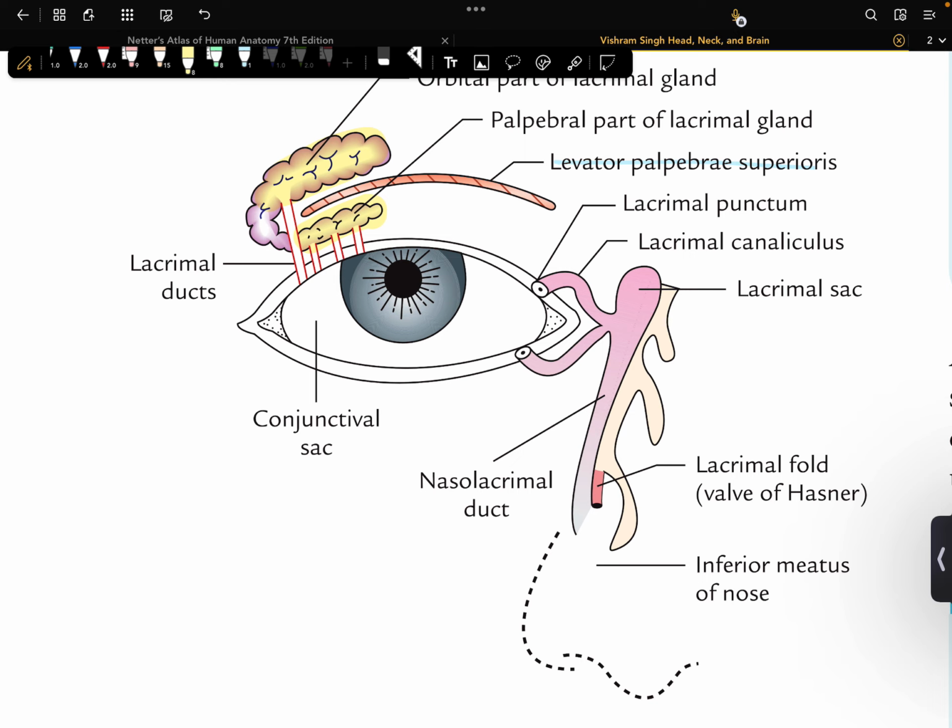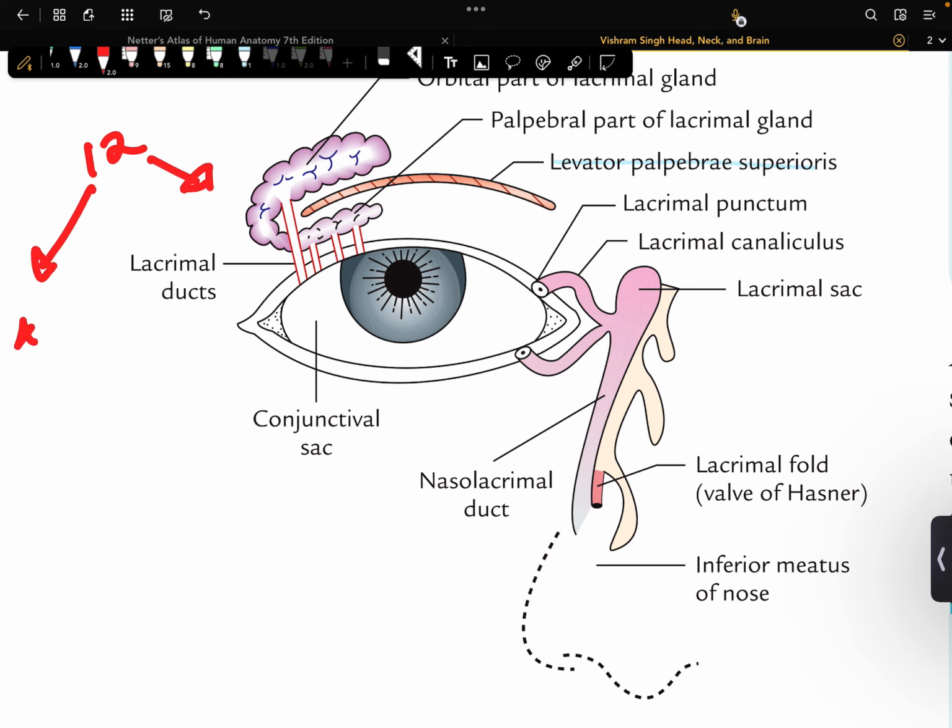Then considering the ducts, we can see many ducts. So what are the functions of these ducts? These ducts carry lacrimal fluid into the conjunctival sac. So how many ducts are there? In total 12 ducts are there.